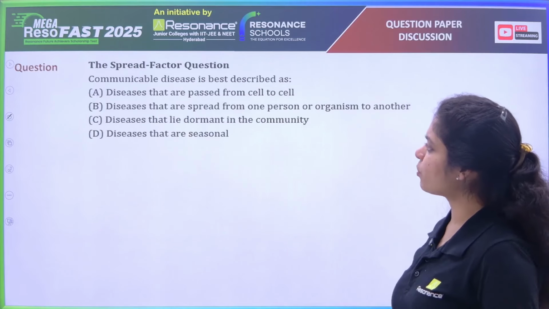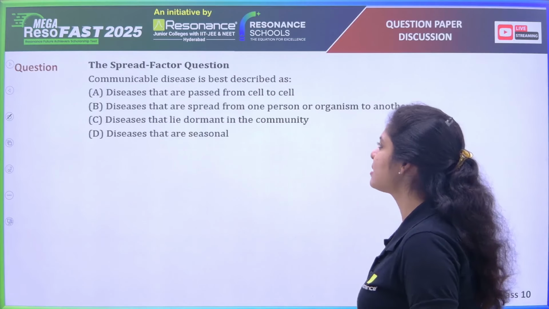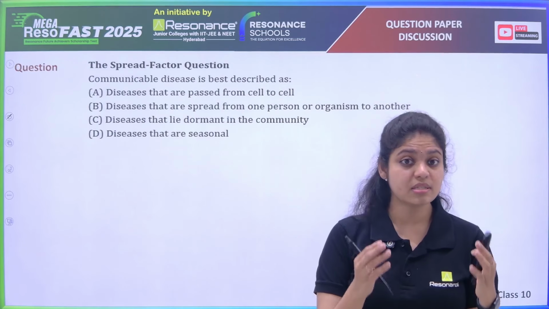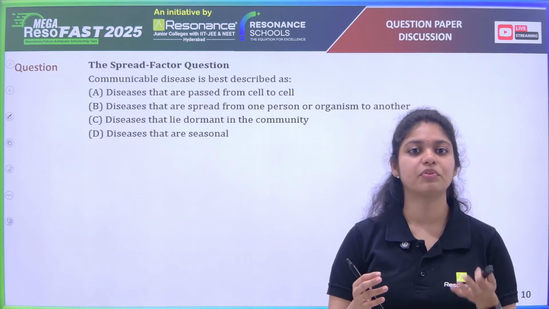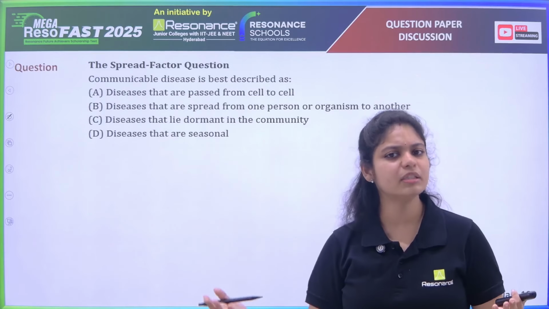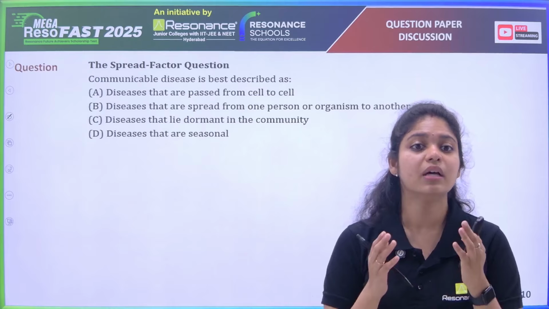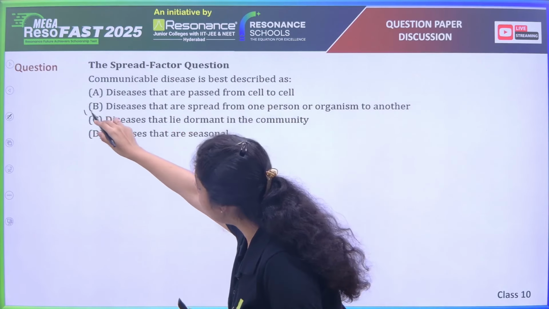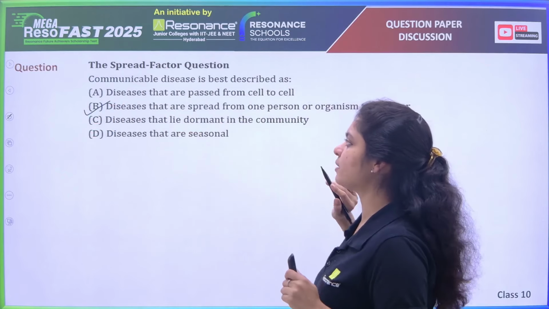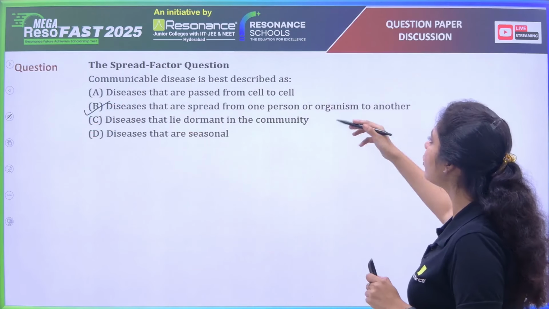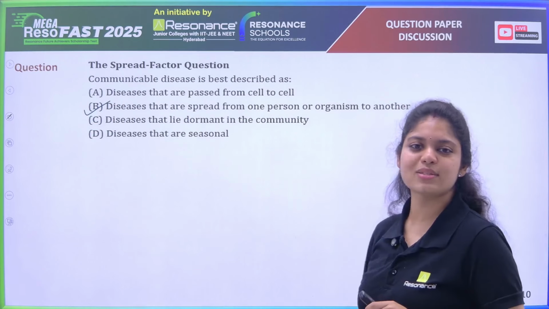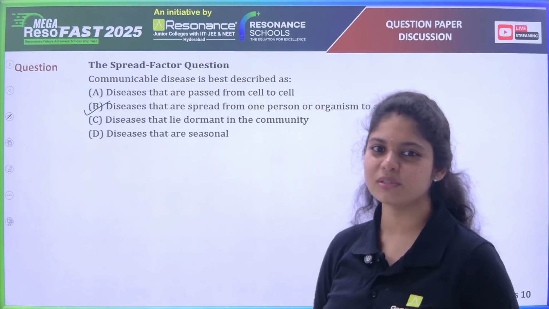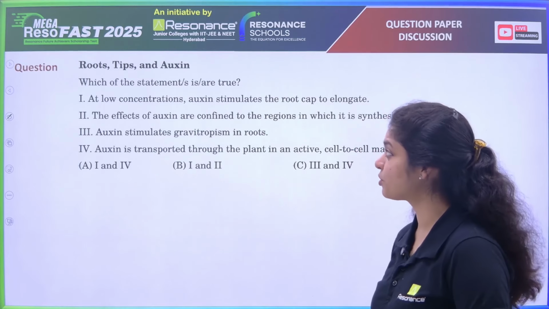Coming to the next question, communicable disease is best described as. Communicable disease means the diseases which could be transferred from one person to another. So here, option B says that diseases that are spread from one person or organism to another are called communicable diseases. This was a pretty easy question. Let us get into the next question.